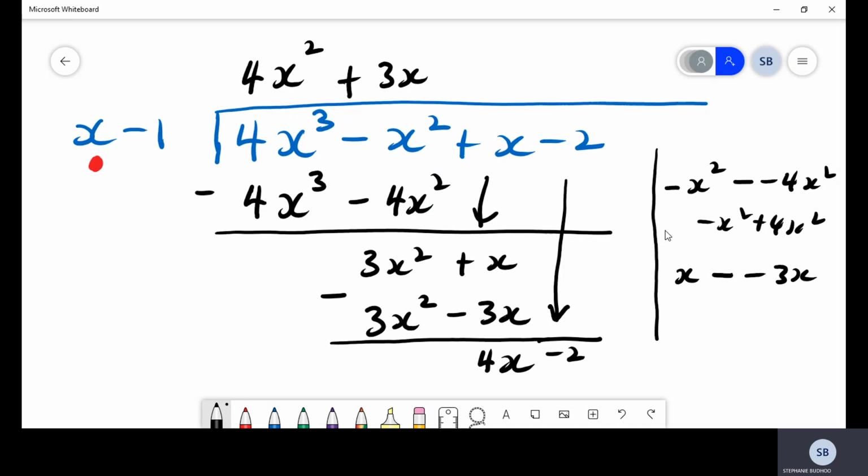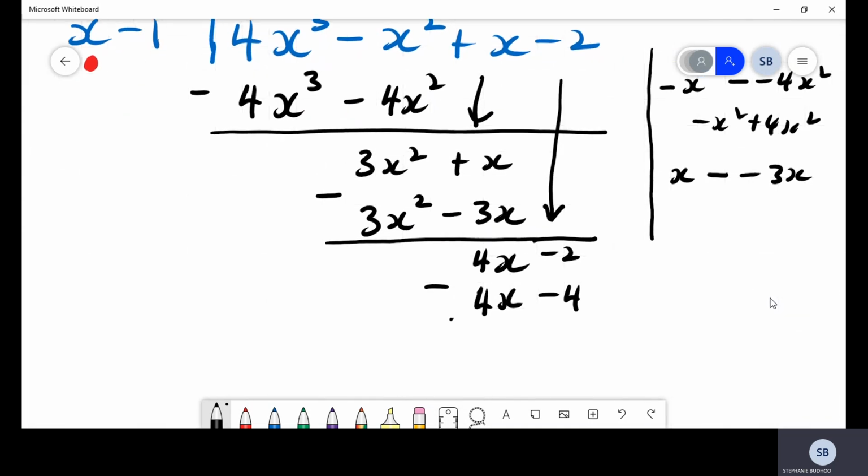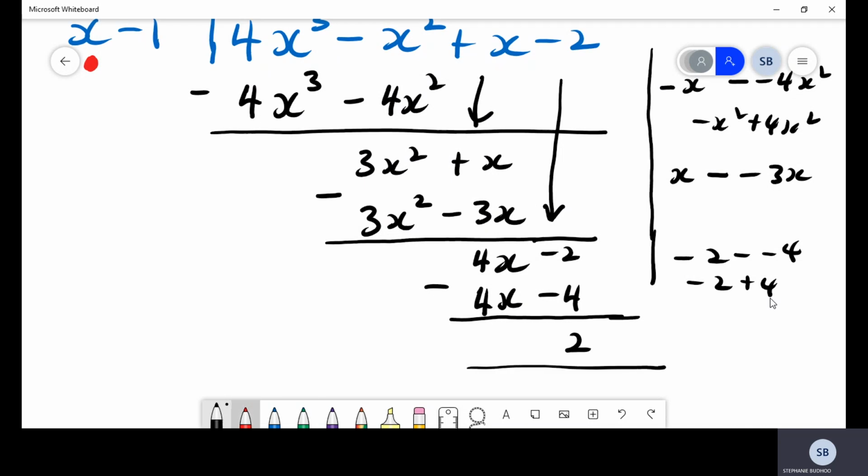And we are going to divide that x into 4x this time to get positive 4 on top. And then 4 multiplied by x will give us 4x. And 4 multiplied by -1 gives us -4. Performing a subtraction there, you'll see that our remainder ends up being equal to -2 subtract -4. That's -2 plus 4. That is +2. So we have gotten a remainder of +2.